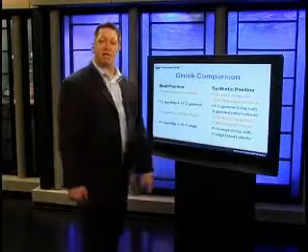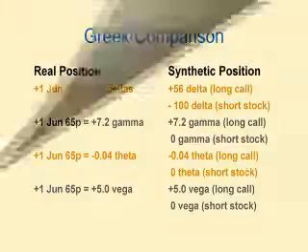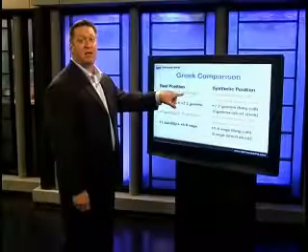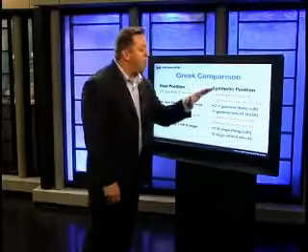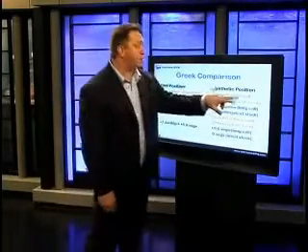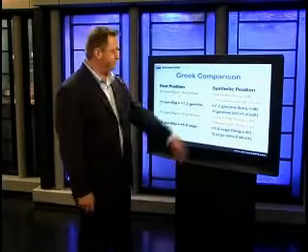And that's because of these Greeks matching up again. We come back to the same thing. We have our real position on the left, our synthetic position on the right. When we buy a June 65 put, buying a put gives us short deltas. In this case, 44 short deltas. In our synthetic position, we're not buying the put, but we're buying the June 65 call. That makes us long 56 deltas.